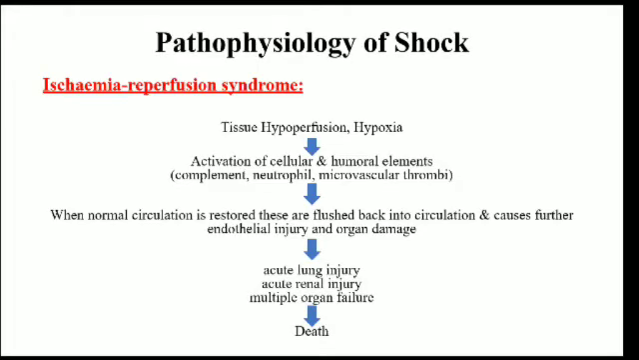What is ischemia reperfusion syndrome? When tissue hypoperfusion persists for a long time, hypoxia causes the activation of cellular and humoral elements, that is complement, neutrophil, microvascular thrombi. When normal circulation is restored, these are flushed back into circulation and cause further endothelial injury and organ damage like acute lung injury, acute renal injury, multiple organ failure, which leads to death of the patient.